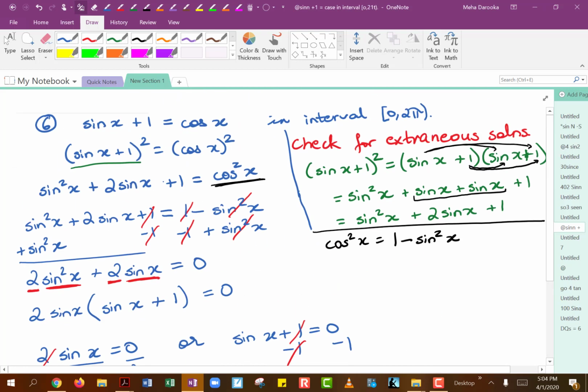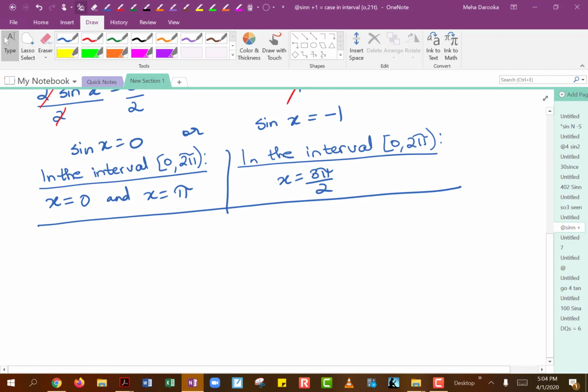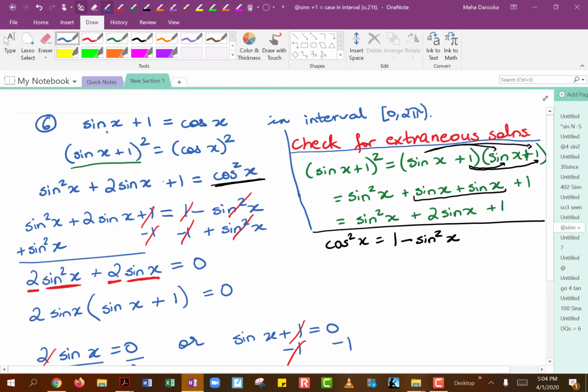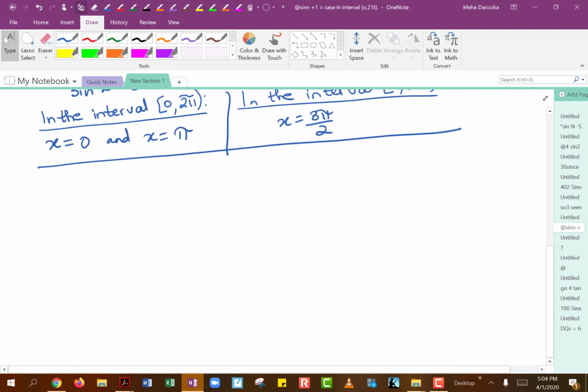But remember that little note we put for ourselves? We need to check for extraneous solutions. So we still need to do this part right here. So let's take each one of these, and remember you're going to put this in your original equation, which was sine of x plus 1 equals cosine of x. So let's do our checking next. Our original function is sine of x plus 1, there we go, equals cosine of x.